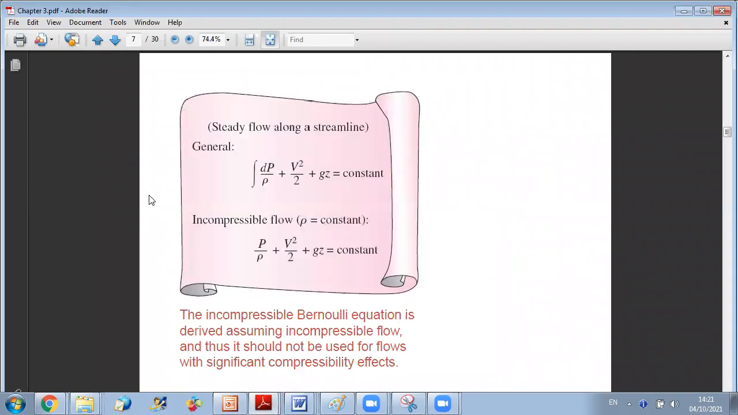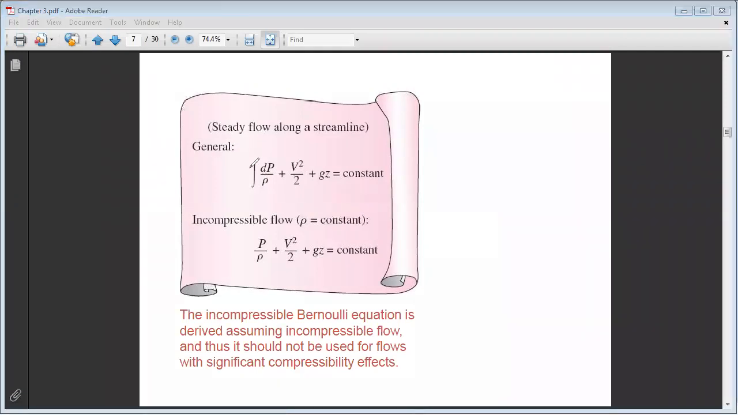So to summarize, if you apply the Bernoulli equation for a compressible flow, this is your general relation: integral of dp over rho plus v square over 2 plus gz equal to constant. You just have to know what rho is as a function of p to proceed. And in case you have incompressible flow, then your equation is of the following form.